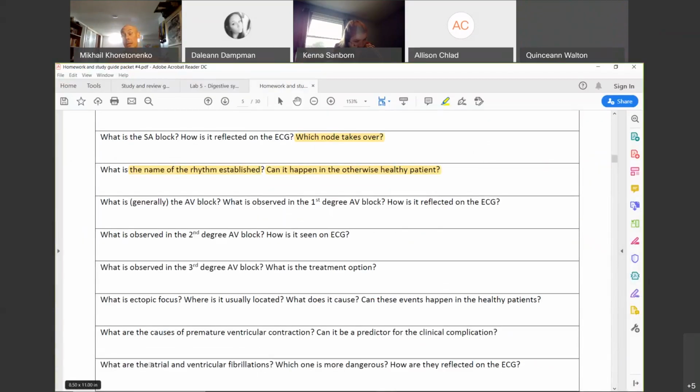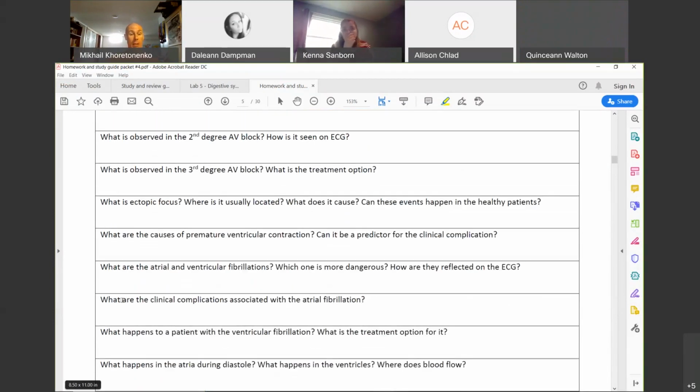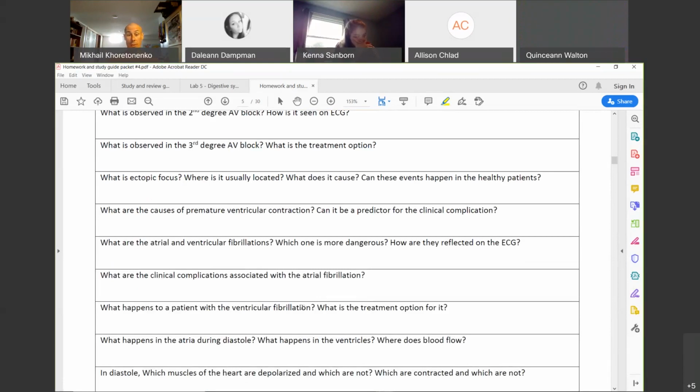Atrial fibrillation is asynchronized contractions of the atrium. The person can survive, yes. Requires pacemaker, yes. And ventricular fibrillation is a complete chaos in the ventricular muscle. Basically, the heart doesn't pump the blood anymore. That requires cardiac resuscitation. Clinical complications associated with atrial fibrillation: increased risk for thrombosis. Happens to a patient with ventricular fibrillation, blood doesn't flow, and the treatment option is to shock them.